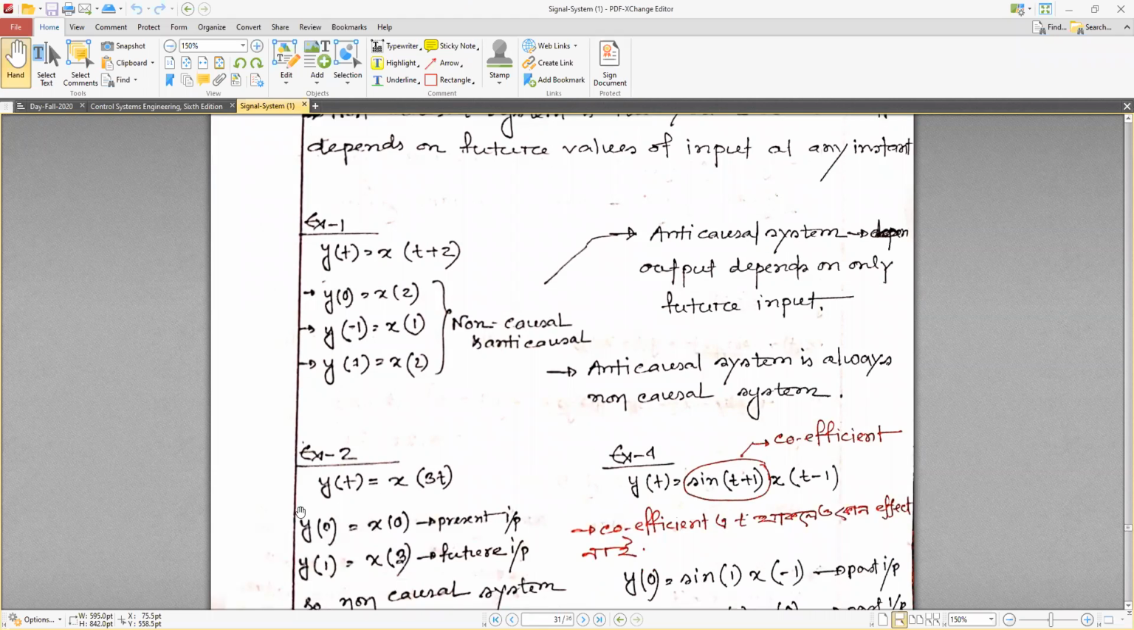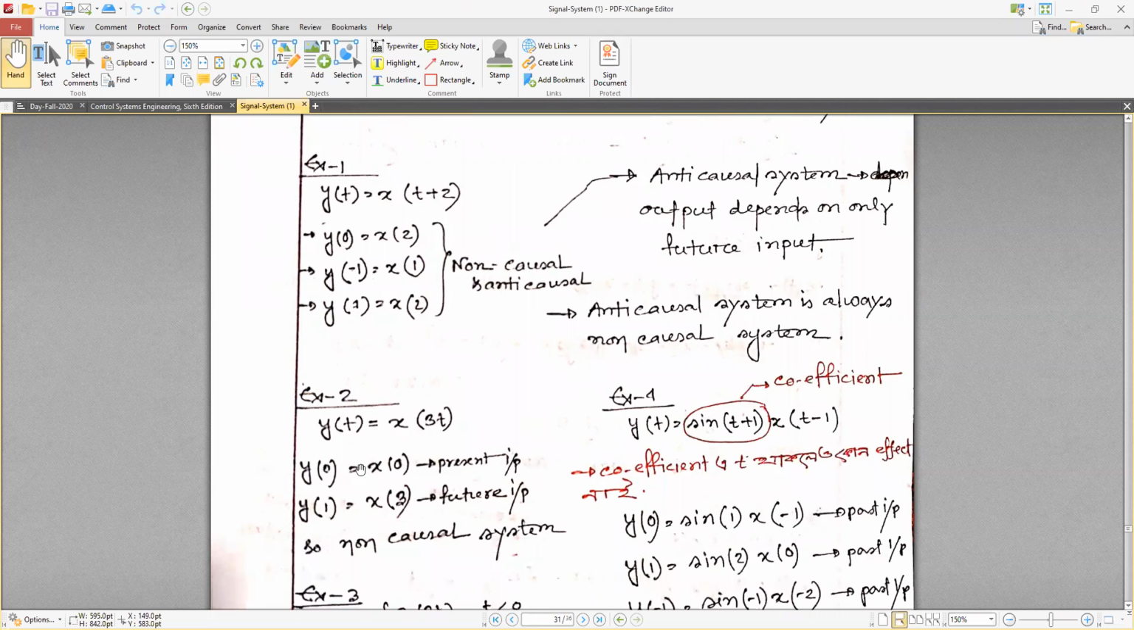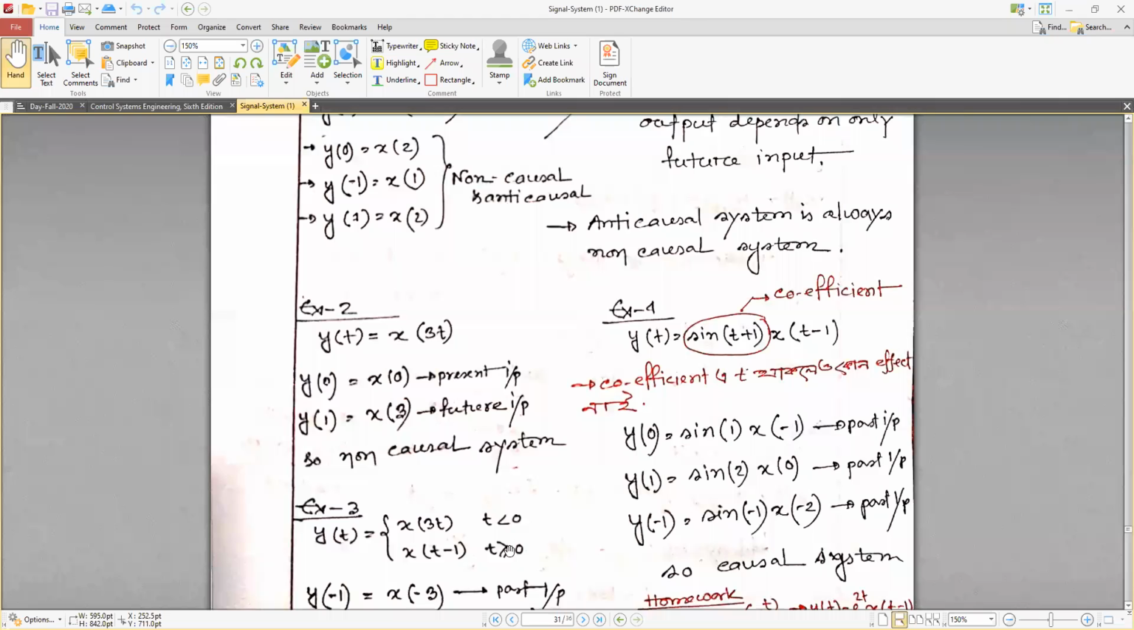Another one, y(t) is equal to x(3t). See, if I put t equal to 0, then it would be 0. For t equal to 1, it is 3, a future input. So it would be a non-causal system.